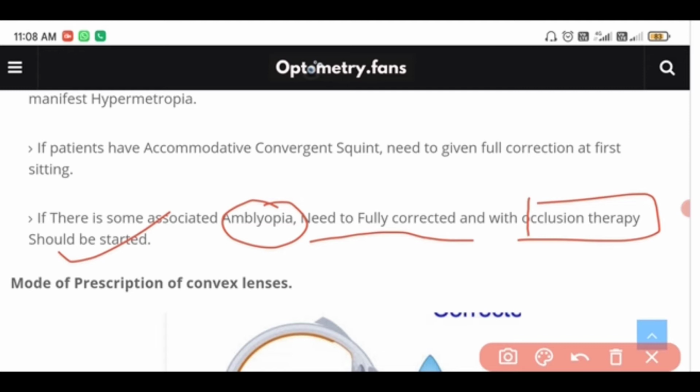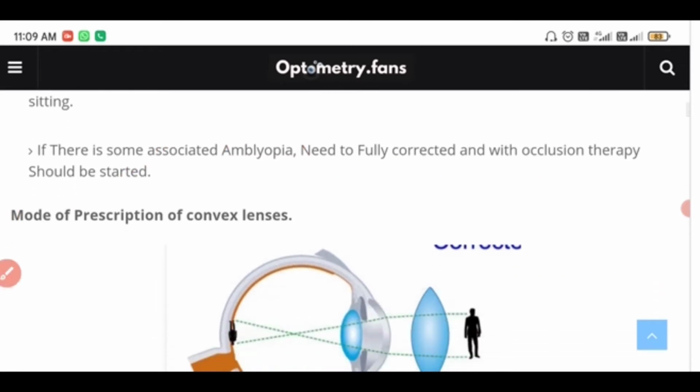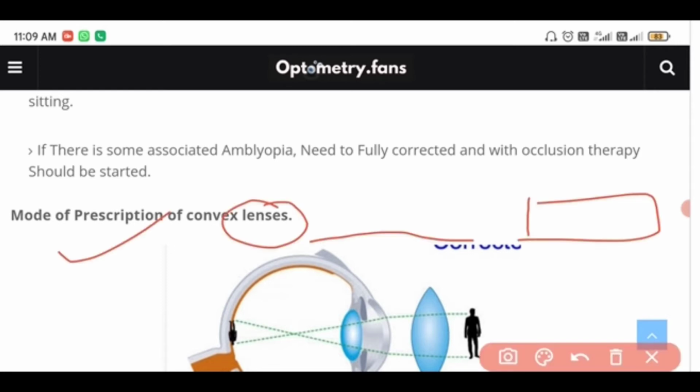I think you know what exactly occlusion therapy is. If you don't know, I will make a separate next video on this topic: what is occlusion therapy and what care should be taken for that therapy. I'll explain in detail. Next topic: the mode of prescription of the convex lens.